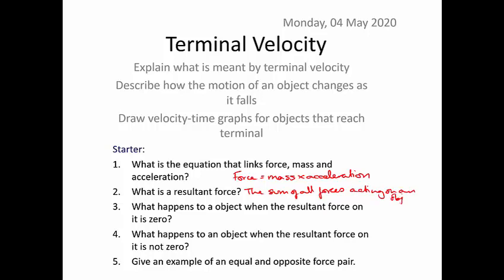If the resultant force acting on an object is 0, then it will keep moving in a state of constant motion. So that might be it stays at the same velocity, or it might mean that it stays stationary. The motion doesn't change though if there's no resultant force. So if there is a resultant force, the motion will change, which means we've got an acceleration, a deceleration, or a change of direction.